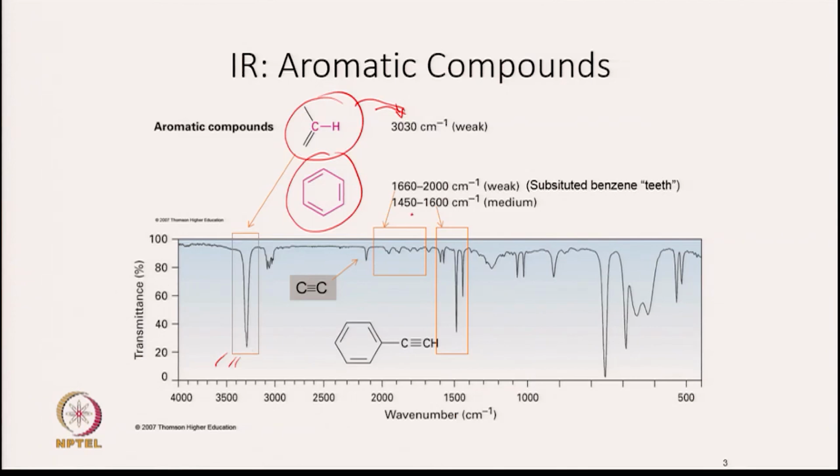And then you have some peaks between 1660 to 2000 centimeter inverse, and those are quite weak, and they are called benzene teeth, and you can see these. These are those peaks, and this is typical of substituted benzene. And then you have some peaks with medium intensity, which come between 1450 to 1600 centimeter inverse, and that you can see here.